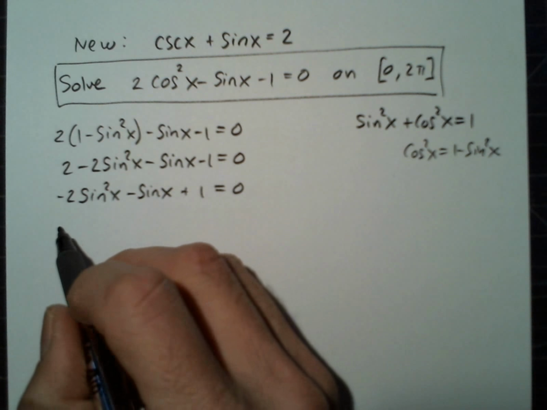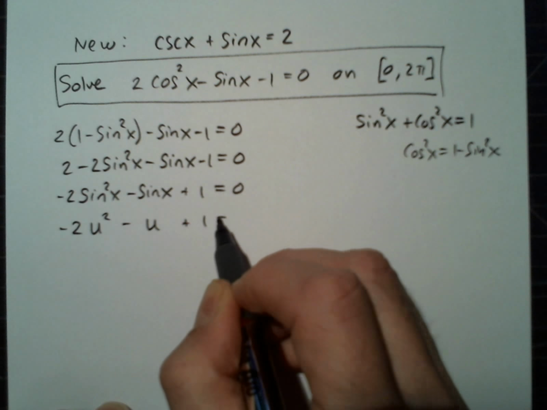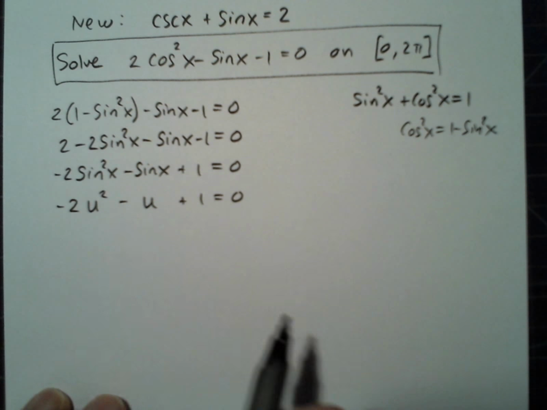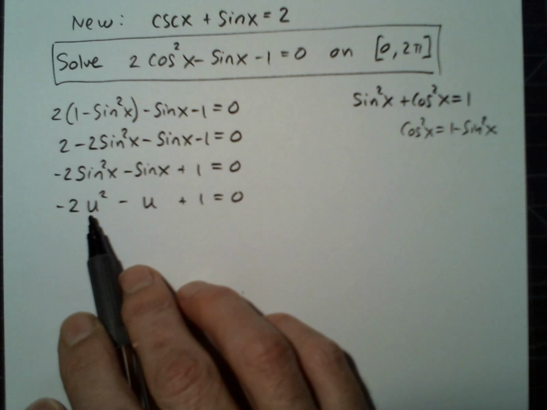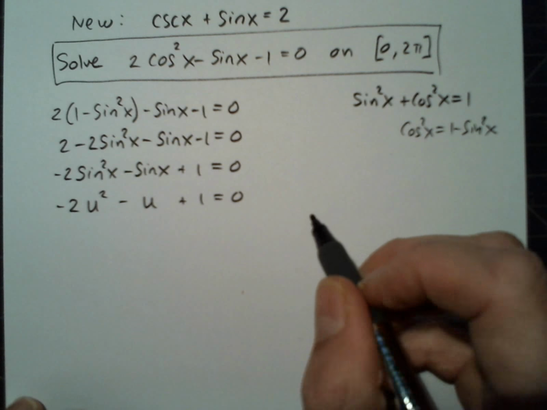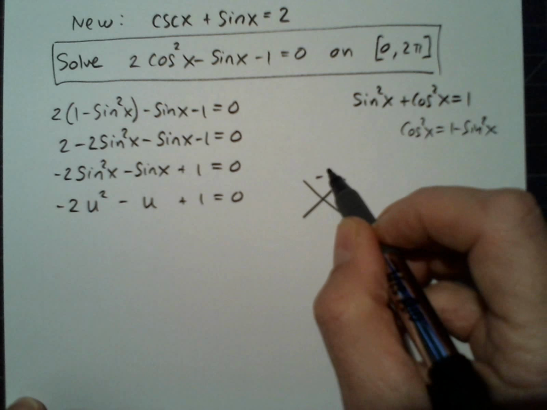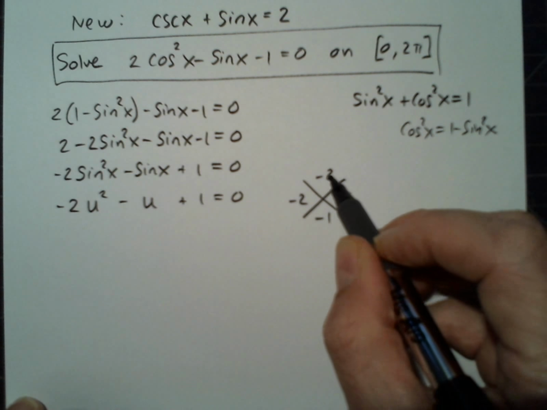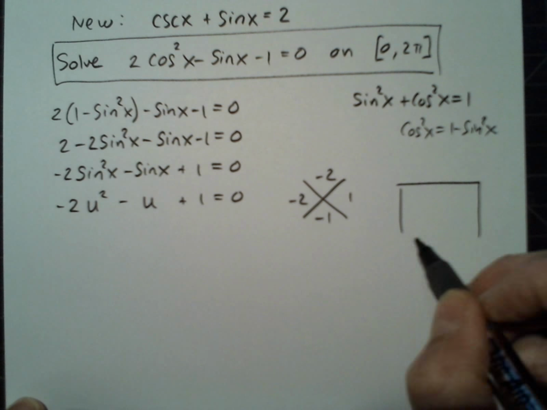And then we can think of it as negative 2u squared minus u plus 1 equals 0. That will look more familiar than having trig functions with a quadratic, and just know that u is equal to sine of x. And if we factor this, we could factor it like this, where negative 2 times 1, we have to add to get negative 1. So negative 2 times 1 is negative 2, negative 2 plus 1 is negative 1, and then we would do this.